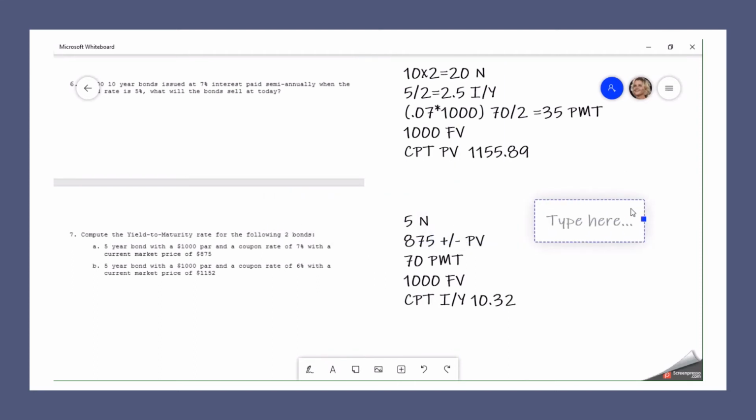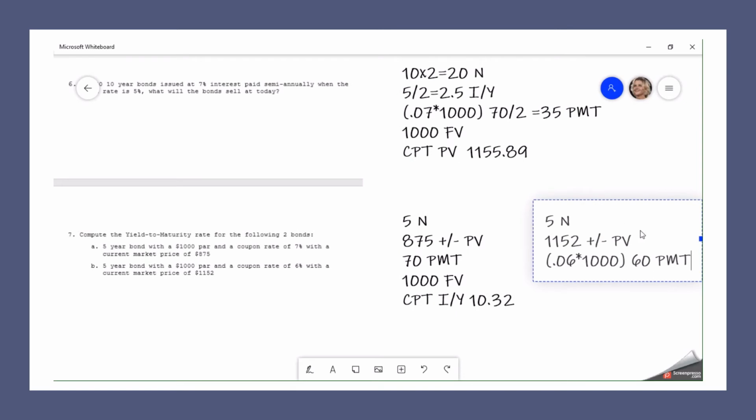Okay. So we've got 5-year bonds with $1,000 par and a coupon rate of 6% with a market rate of 1,152. So our N is still 5. Our present value now is 1,152. Again, hit your plus or minus button to make it negative. The payment is 6%, so that would be 0.06 times the $1,000, which gives us $60 as our PMT. Okay, then we'll come down and still have $1,000 future value, and then we'll compute the IY.